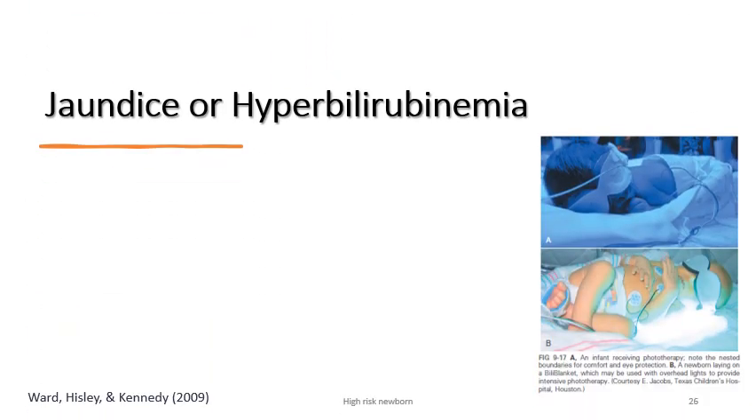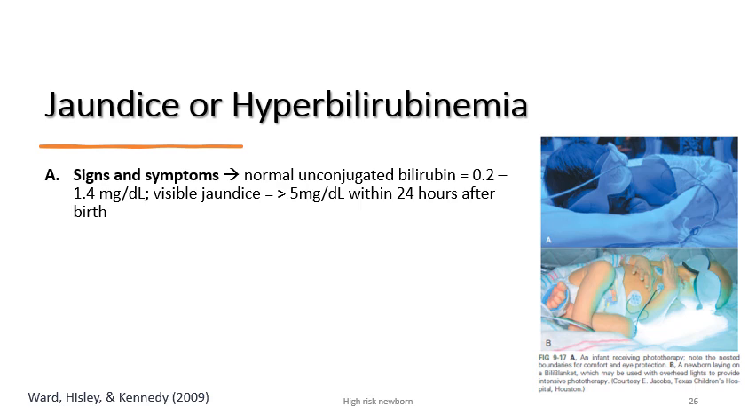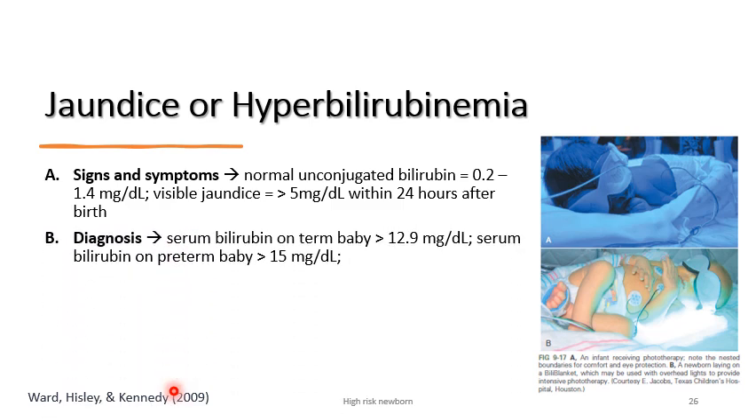And as a nurse, regarding signs and symptoms, obviously we have to measure. The normal unconjugated bilirubin is around 0.2 to 1.4 milligrams per deciliter, and we can see visible jaundice when the bilirubin is around 5 milligrams per dl within 24 hours after birth. To diagnose it, we need to do a serum bilirubin. On a term baby, if it's more than 12.9, then the baby surely has jaundice, and on a preterm baby, it can be more than 15. So if serum bilirubin is 16 or 17, it's definitely jaundice.